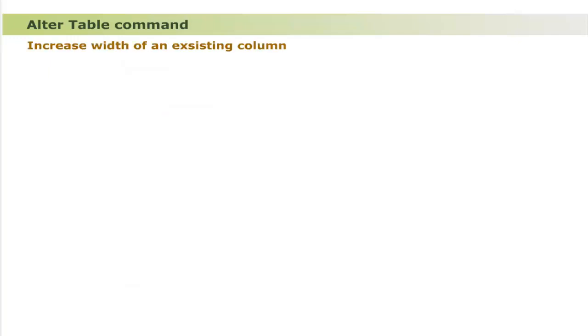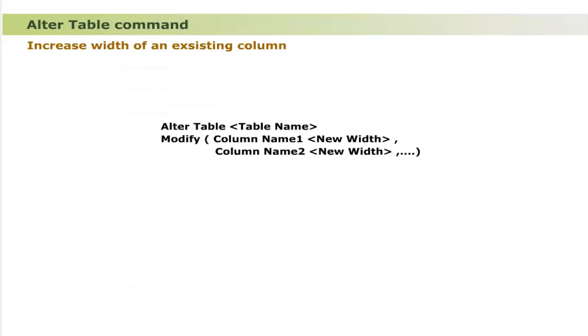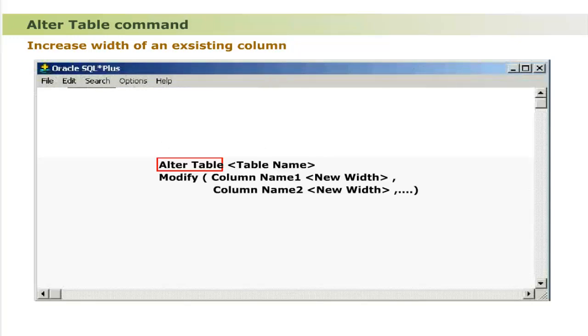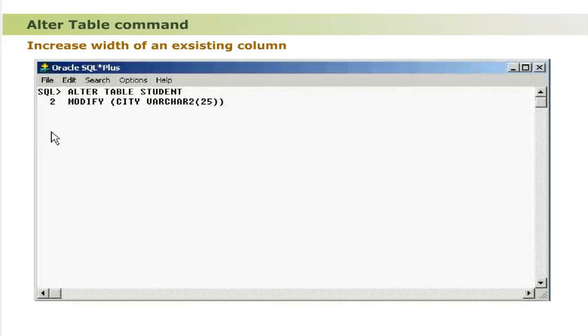Increase width of an existing column. The general form of alter table command to increase width of an existing column starts with the reserved word alter table, followed by a table name, followed by another reserved word modify, followed by list of columns with increased width, which are enclosed in parentheses and separated by comma. Here is the example to increase the width of column city to 25 characters in the table student.